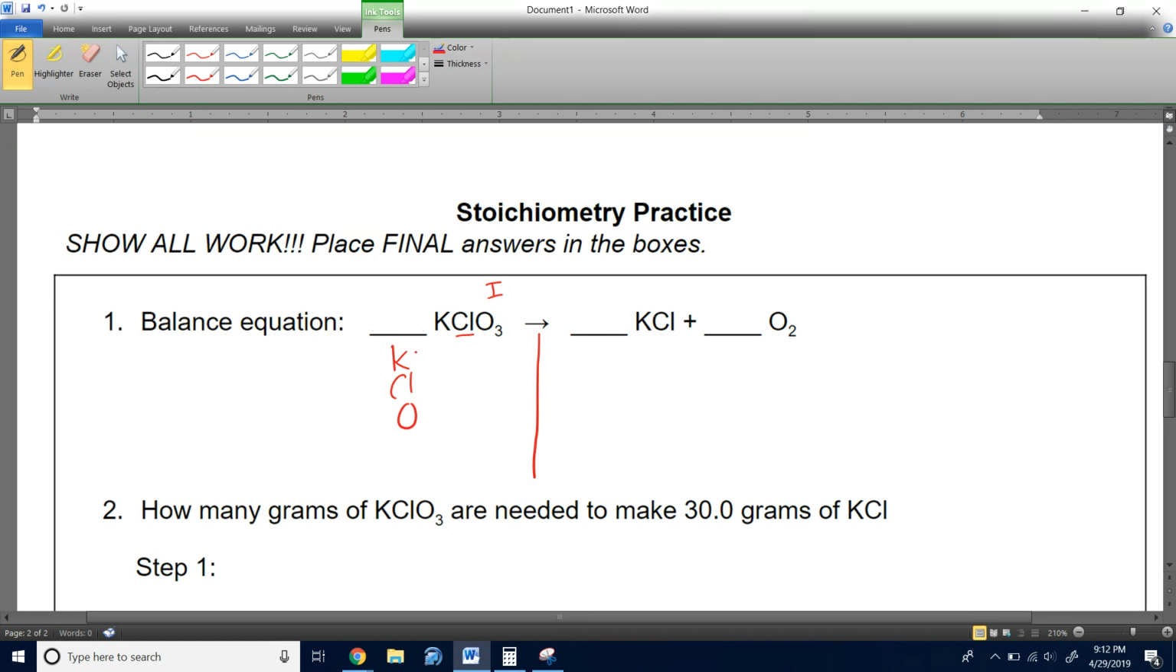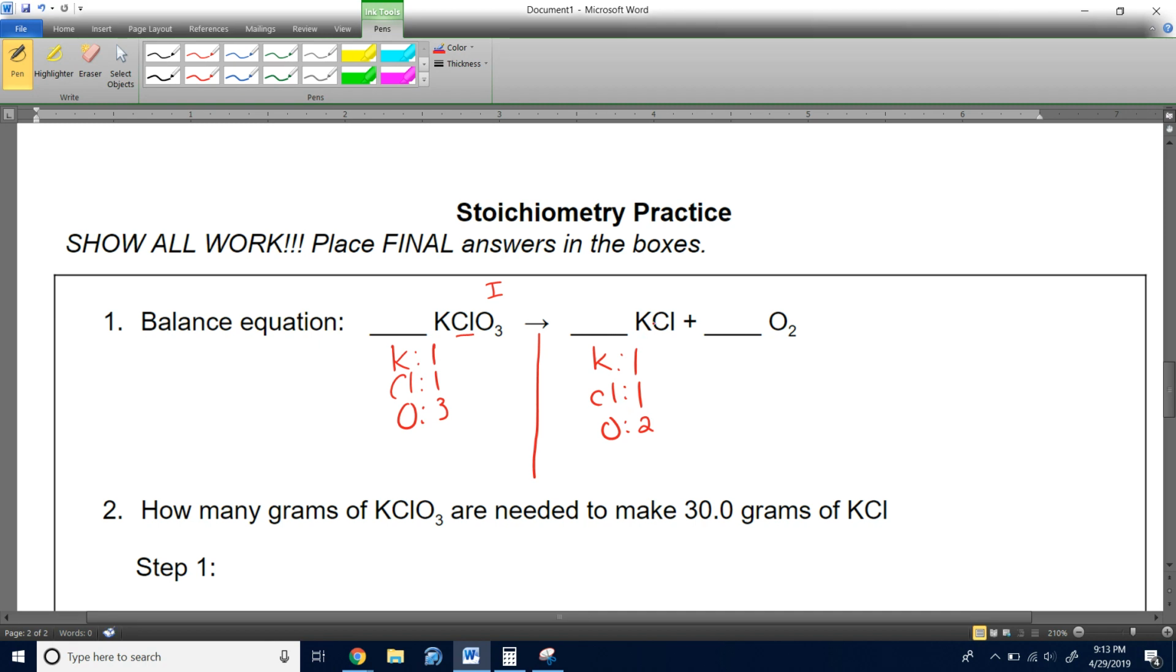How many potassiums do we have? We have one. How many chlorines? One. How many oxygens? We have three. And the same thing on this side. We have K, which is one. We have Cl, which is one, and we have oxygen, which is two.